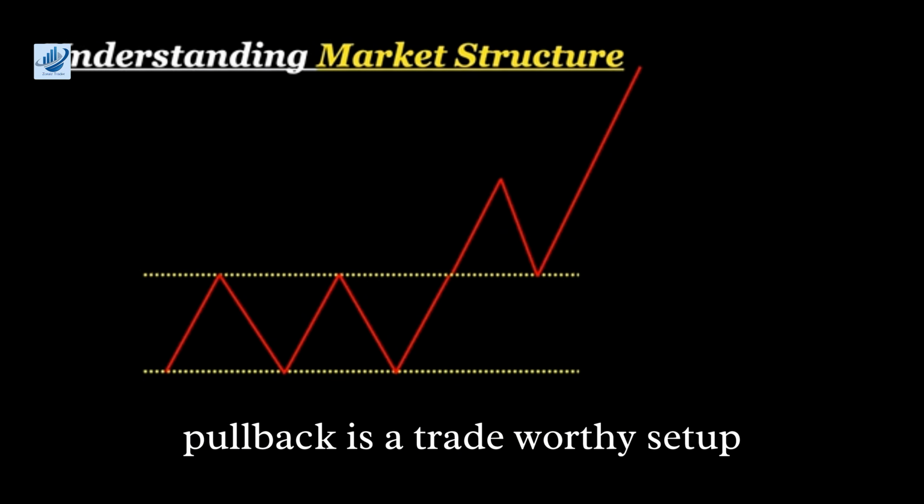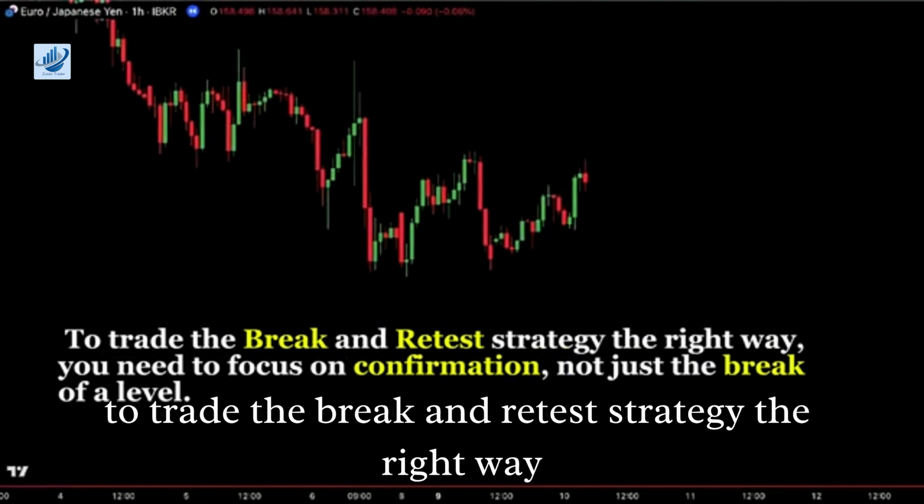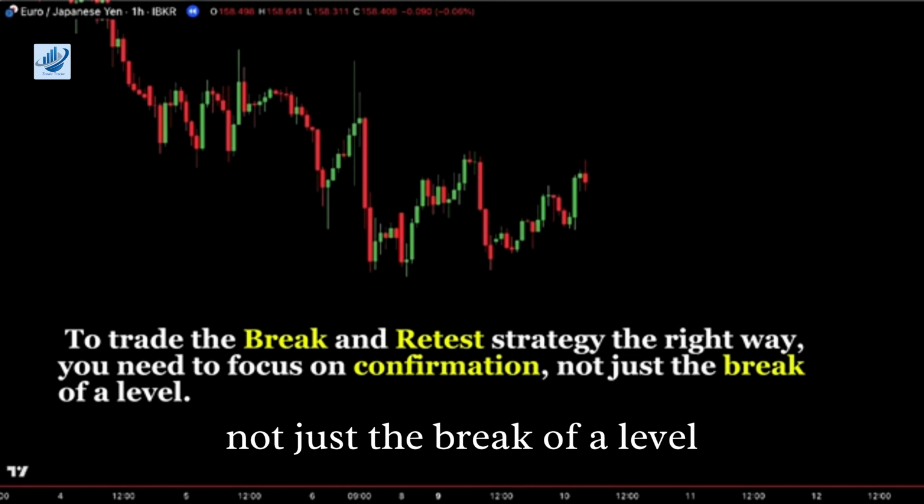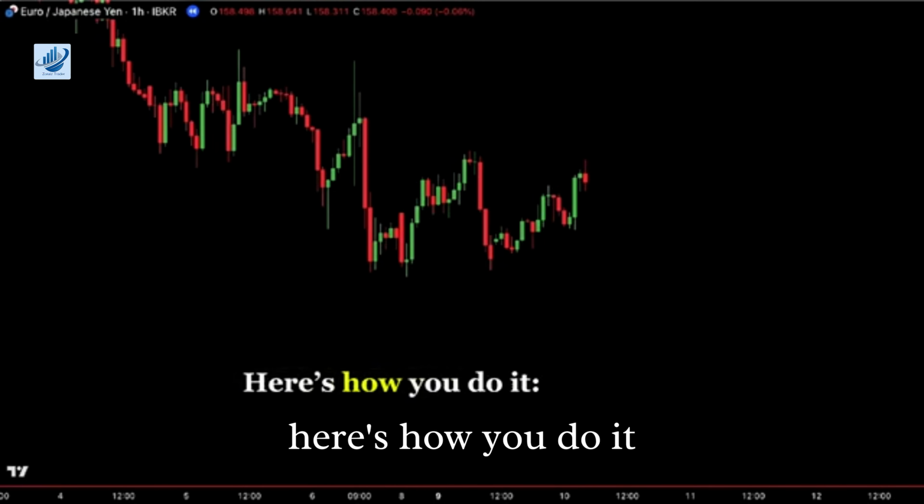Now that you understand market structure, let's focus on how to identify a high probability retest, because not every price pullback is a trade-worthy setup. To trade the break and retest strategy the right way, you need to focus on confirmation, not just the break of a level. Here's how you do it.